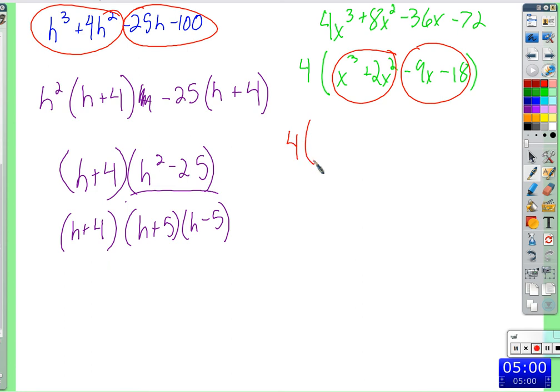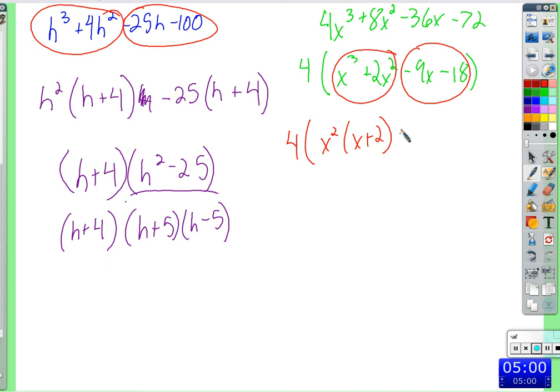So we look at this group and we ask ourselves, what do they have in common? What's the answer to that question? X squared is in common. If you take out the x squared, we got x plus 2. X squared times x plus 2.